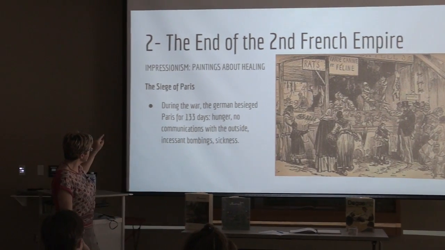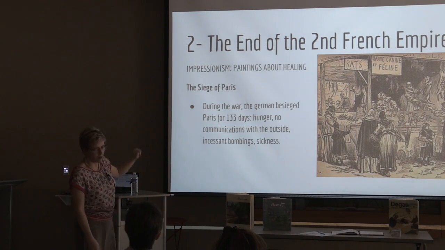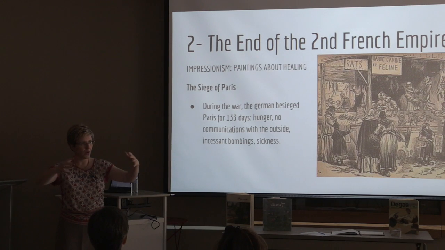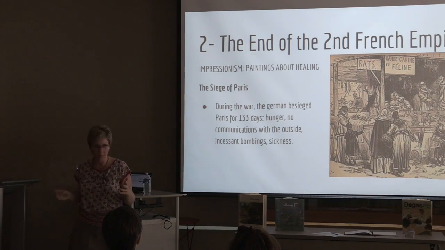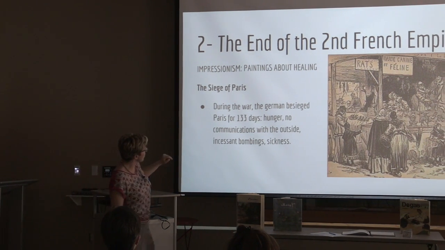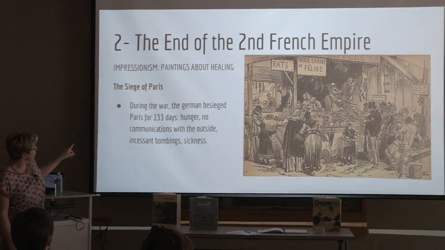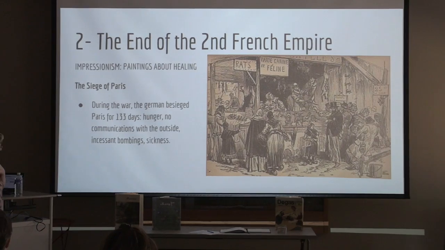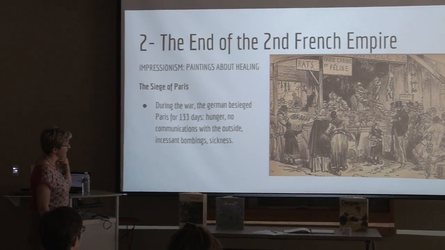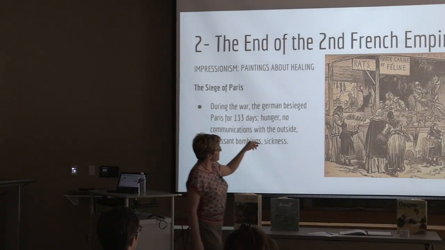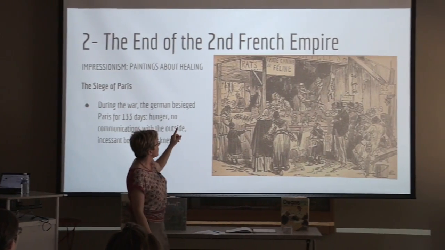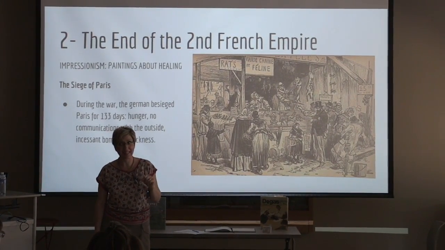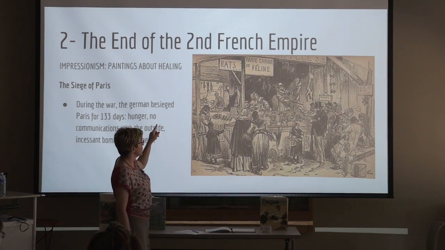And this is when we have the Siege of Paris. They fought against the Germans, who circled the city of Paris. During the war, the Germans besieged Paris for 133 days. Hunger, no communication with the outside, incessant bombing, sickness. Look at that. For those who can speak French, viande canine et féline. They had to eat cats and dogs. They had to eat rats.